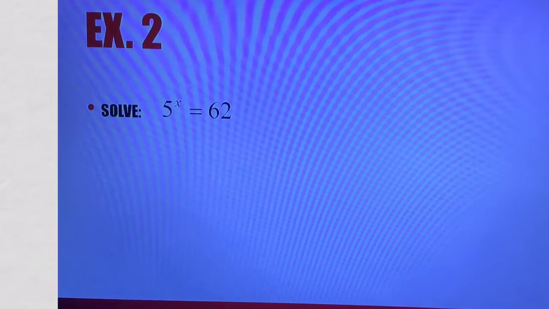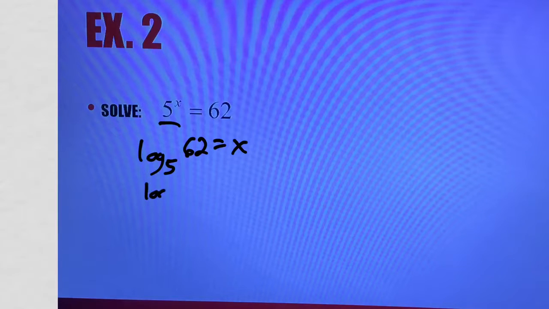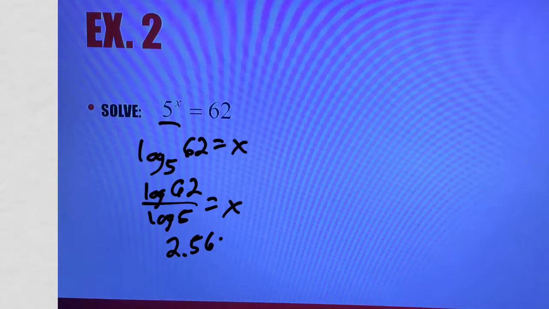So we want to solve 5 to the x equals 62. So as I noticed, my exponential is already by itself. So since it's exponential, I want to switch it to log form. So I have log, my base is 5, of 62 equals x. So here's where we're going to use the new thing we learned, the change of base formula. So in your calculator, you're going to put in log of 62 divided by log 5, and that's going to give you what x is. So when we divide that out, I get a 2.56 answer for the x.